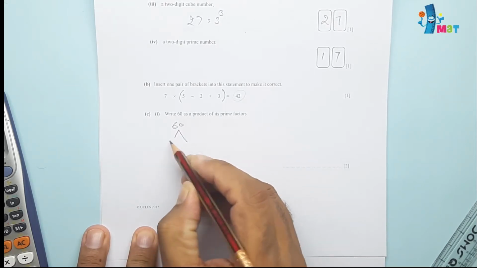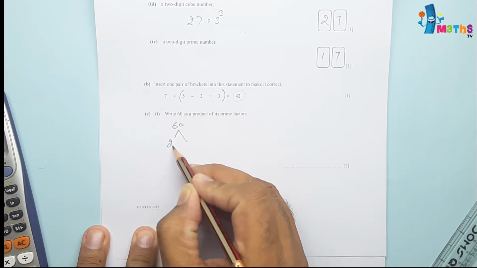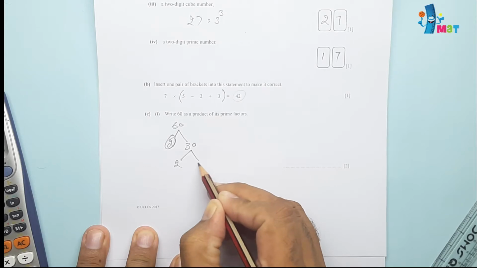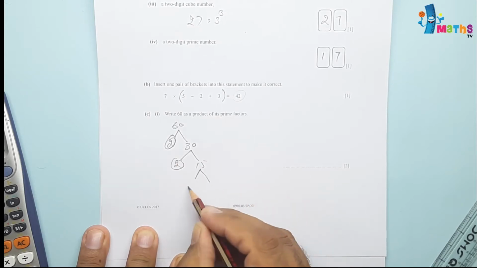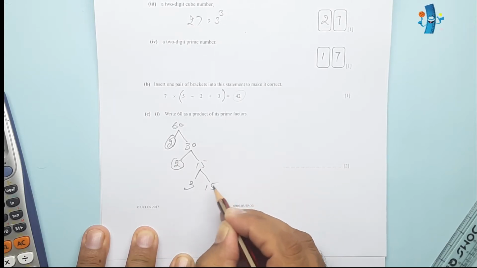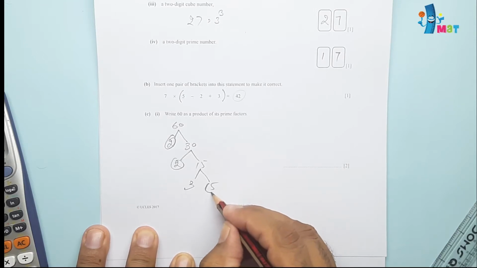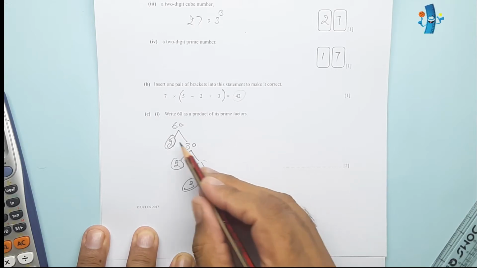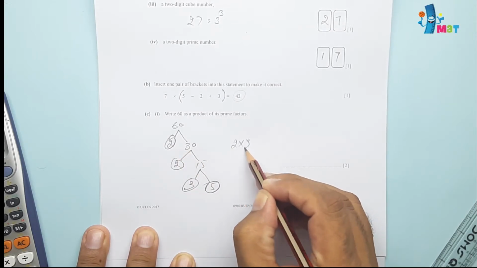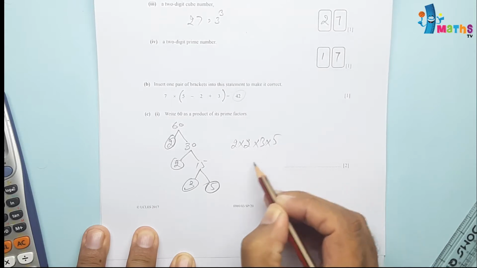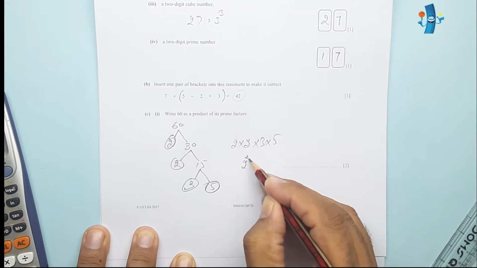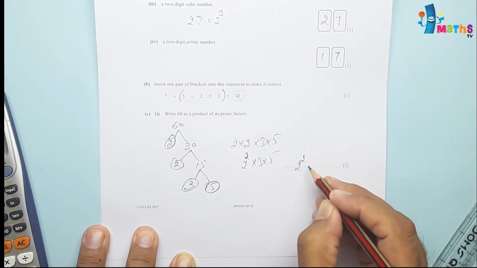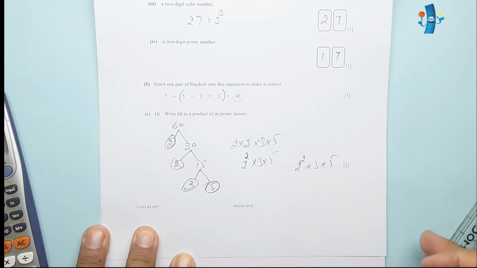So we can draw a prime factor chart, for example, this will be 2 into 30. 2 is a prime number. Next will be 2 into 15. 2 is also a prime number. And then 3 into 5. So 5 and 3 both are prime numbers. So you can write 2 into 2 into 3 into 5, or even you can write 2 square into 3 into 5. Both are correct. So I'm writing 2 square into 3 into 5.